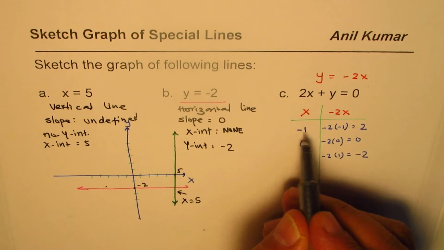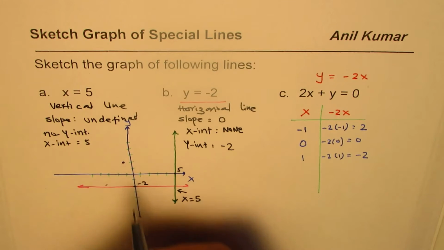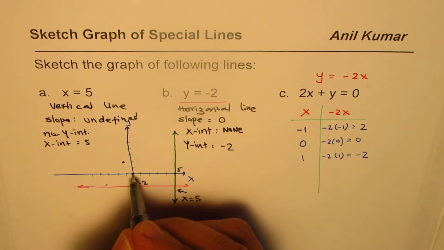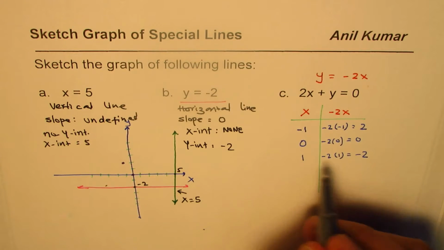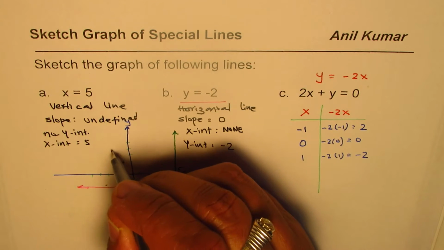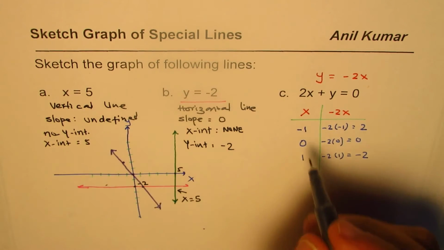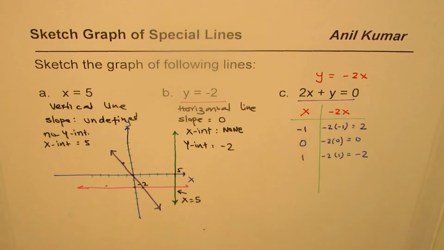So first one, minus 1, 2. So at minus 1, the value is 2, so we get this as our point. At 0, we get 0. And the third one is 1, minus 2. So 1, minus 2, right? So that's the line. So joining them, we get a line which represents the equation 2x plus y equals to 0, right?